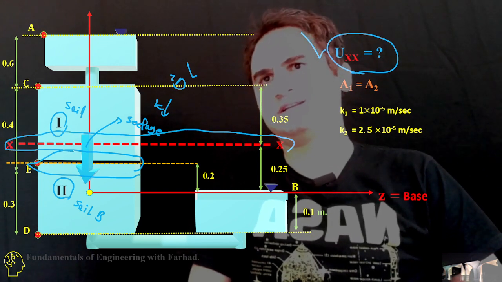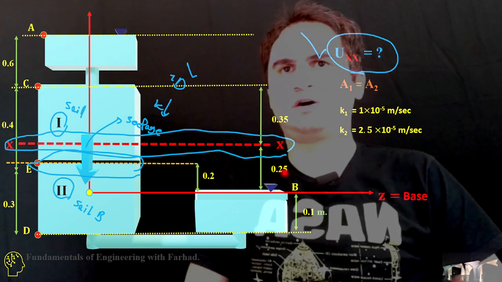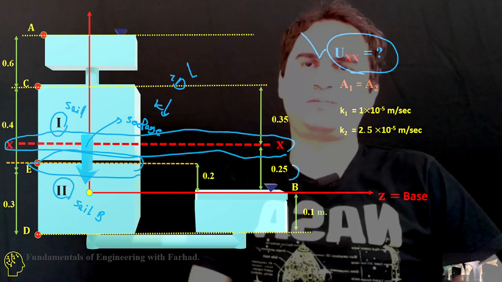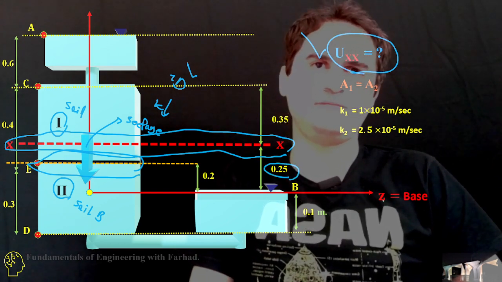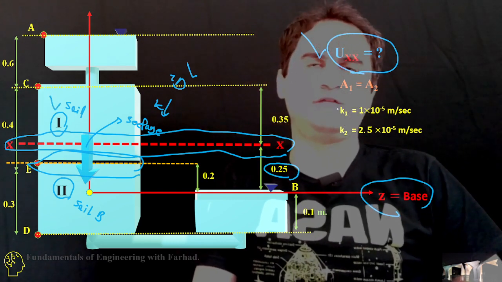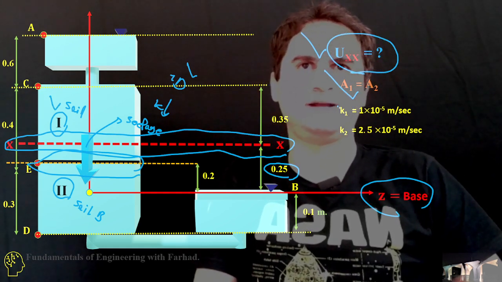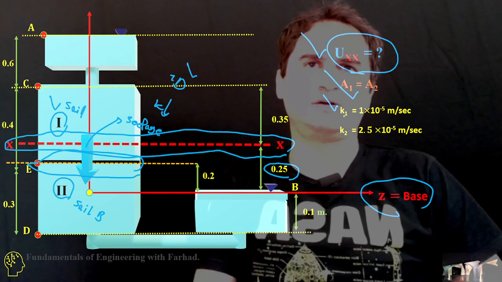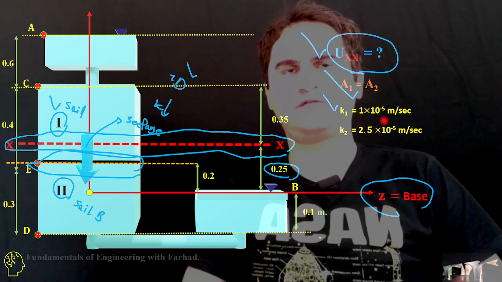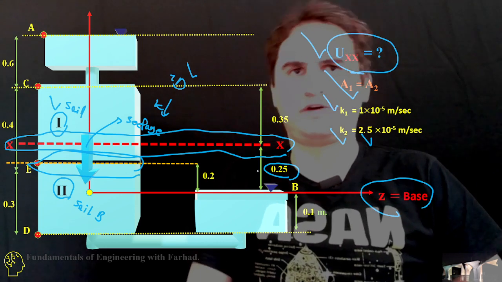It's not the interface; we want to calculate the water pressure at a line xx, which is located 0.25 meters from our base, and it's just located in soil 1. If A1 is equal to A2, both cross-sectional areas are the same, and K1, the hydraulic conductivity in soil 1, is provided to be 1 times 10 to the negative 5 meters per second, and K2 is 1/2 times K1.